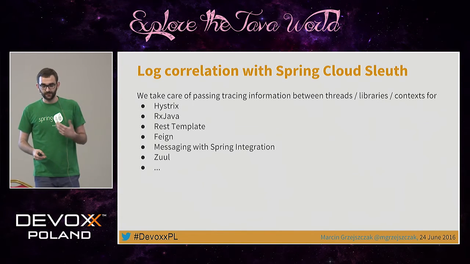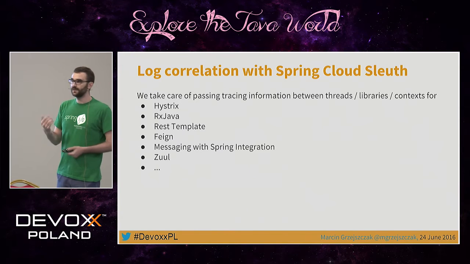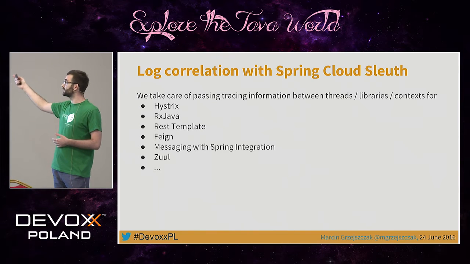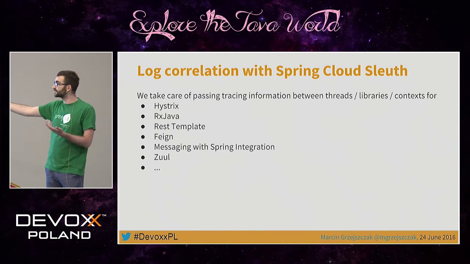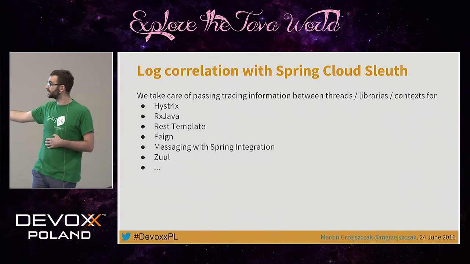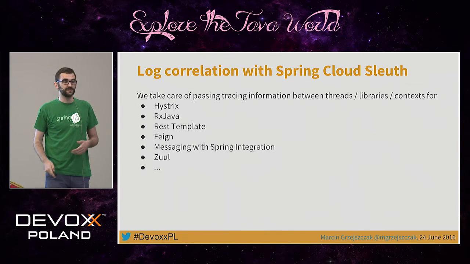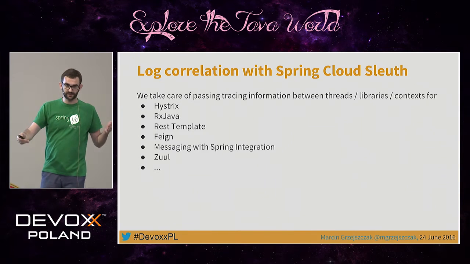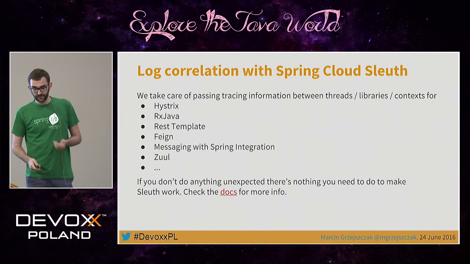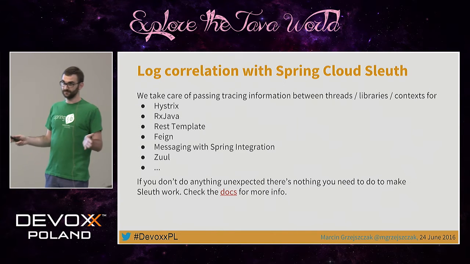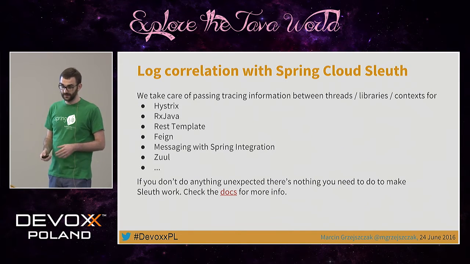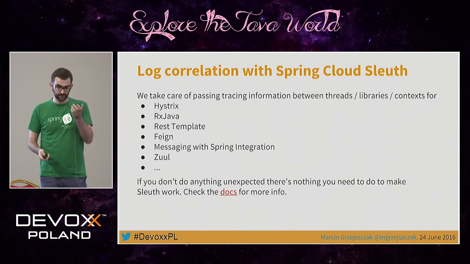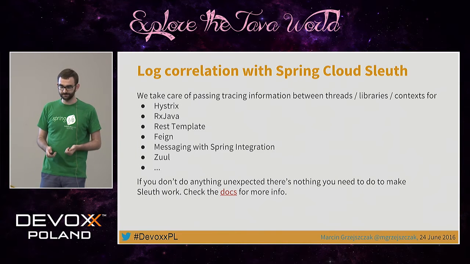Spring Cloud Sleuth takes care of passing tracing information between threads, libraries, contexts, like Hystrix, RxJava, REST template, Feign, messaging, Spring integration, Zuul. There's quite a few things that we already support out of the box that basically you don't have to do anything, and the tracing information is passed. So if you don't do anything unexpected, there is nothing you have to do for Spring Cloud Sleuth to work. So check out the docs for more information on what exactly we support and how to use it.